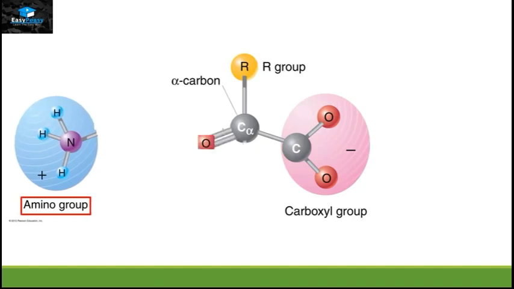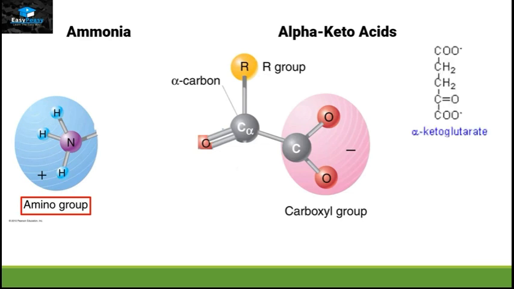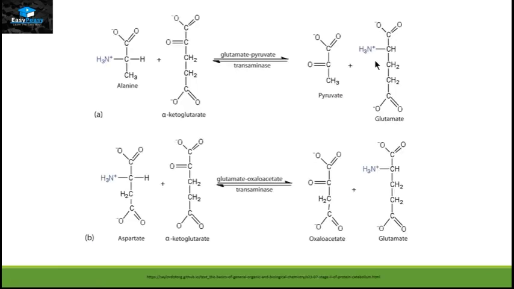And so in the breakdown metabolism of amino acid, what we find is that the amino group is removed, which becomes ammonia, and the remaining component, that is your R group, alpha carbon and carboxyl group, forms your alpha keto acid. Most often, what receives your amino group is the alpha ketoglutarate, and once this alpha ketoglutarate receives the amino group, it forms glutamate.